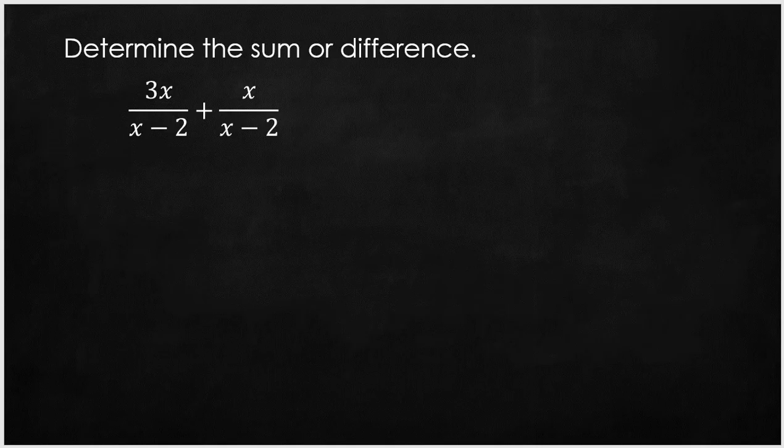All right, in this example, it says determine the sum or difference. Again, we are going to find the sum. Sum means add, and we're adding for this one. And we're adding 3x over x minus 2 plus x over x minus 2. Since we have like denominators, so you can see that x minus 2 is the same, x minus 2 is the same, we're simply going to add the numerators.